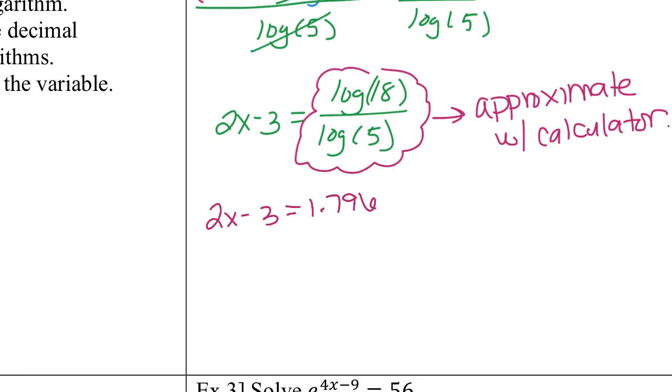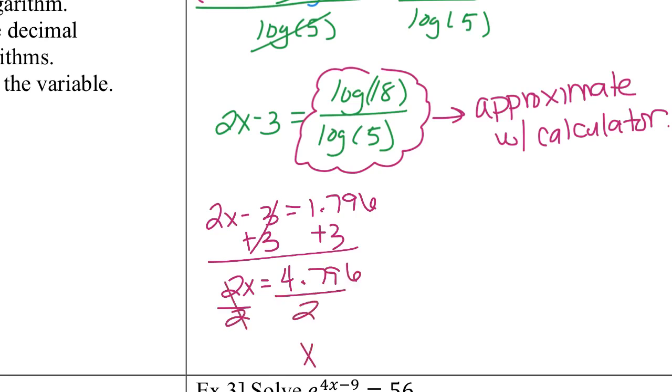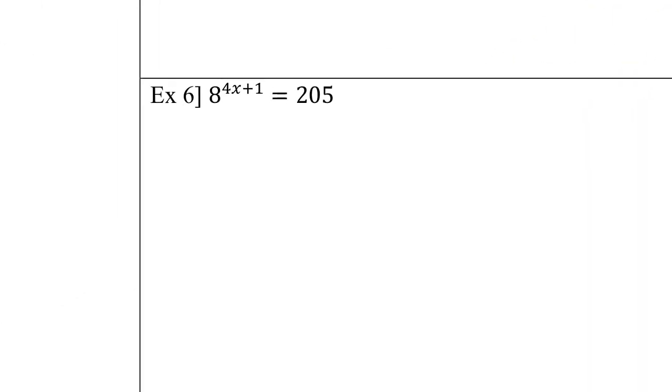Now I can finish solving this for x like a regular equation. Add 3 to both sides, so I get 2x equals 4.796, and divide by 2, I get x is equal to 2.398. And that's it. Let's try another one.